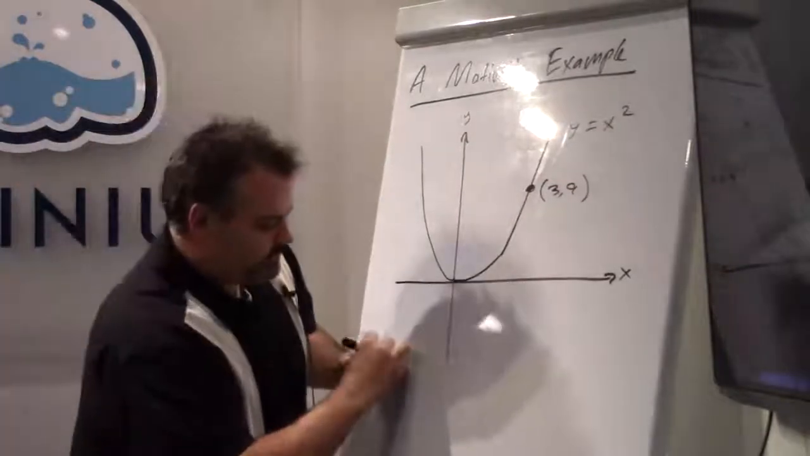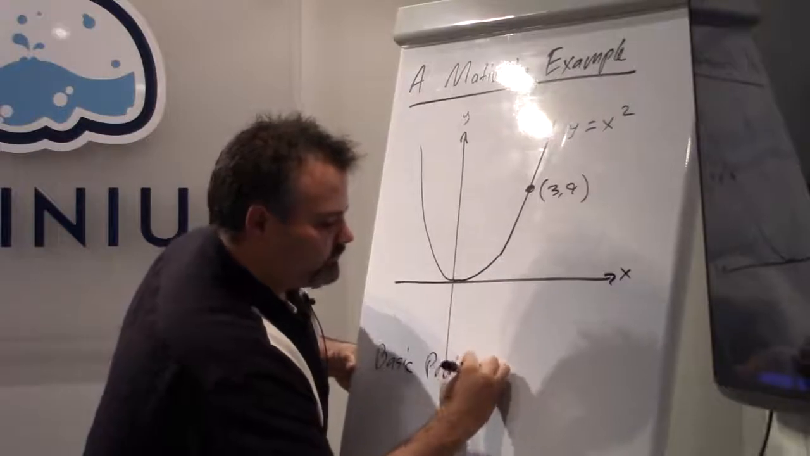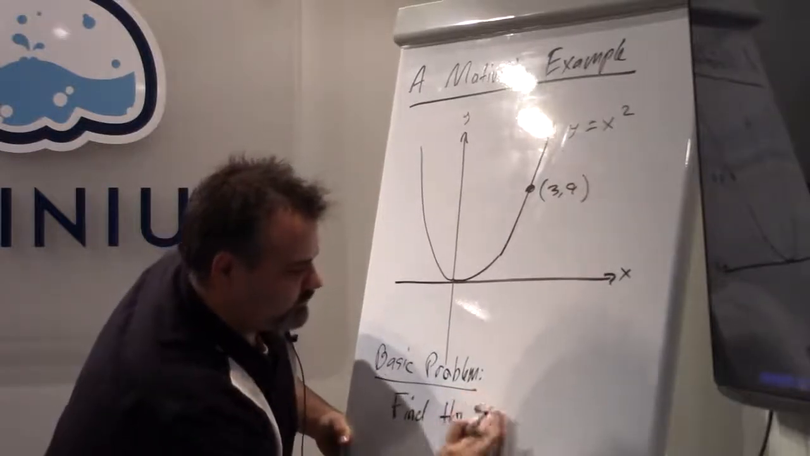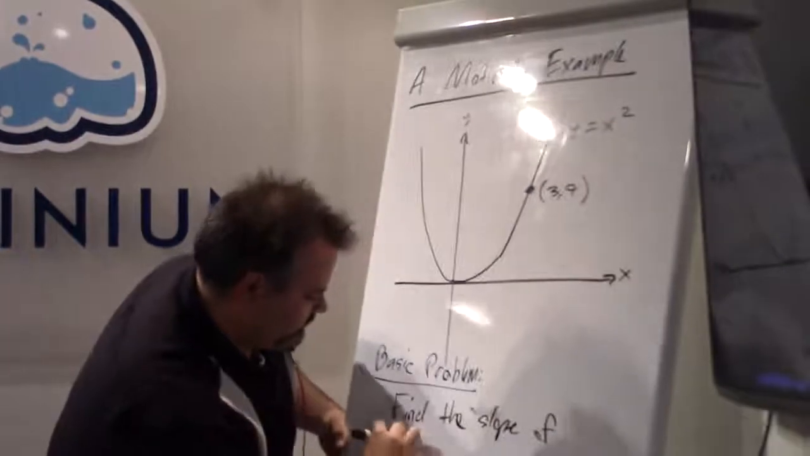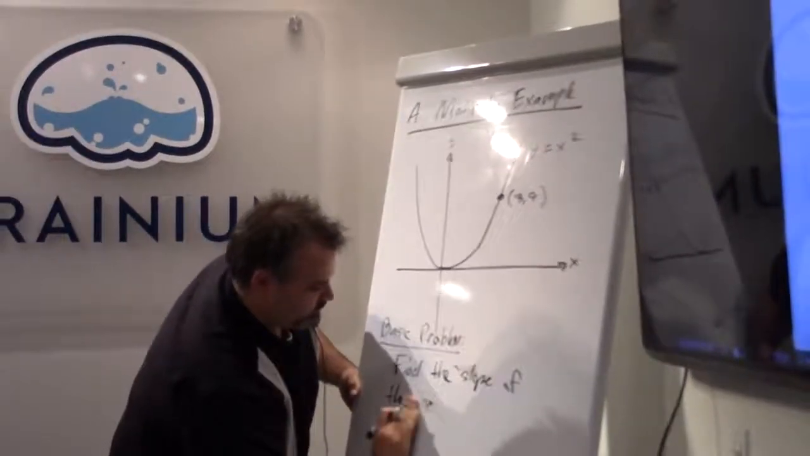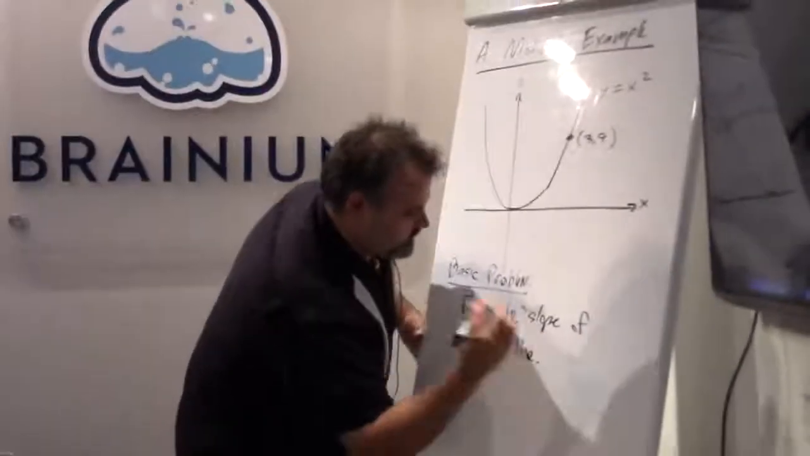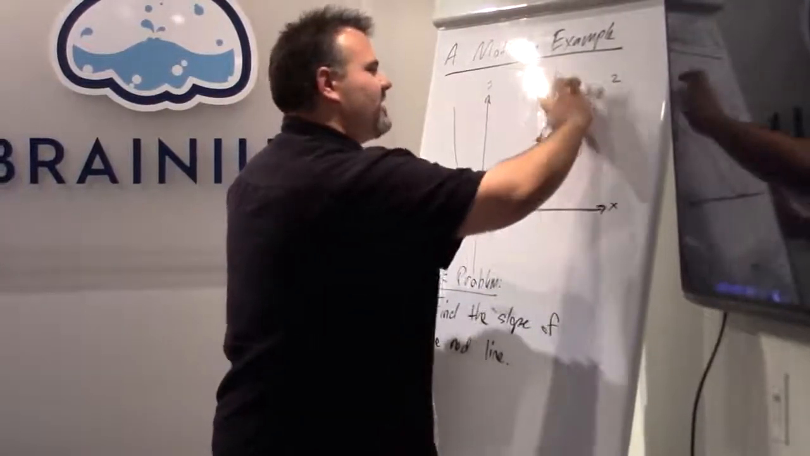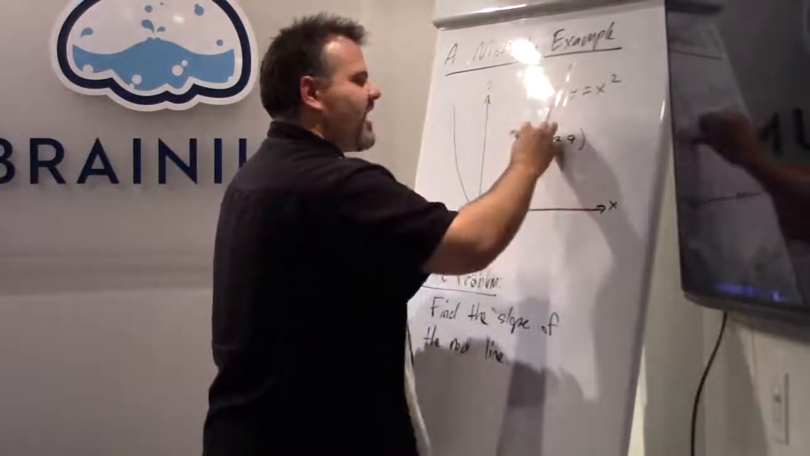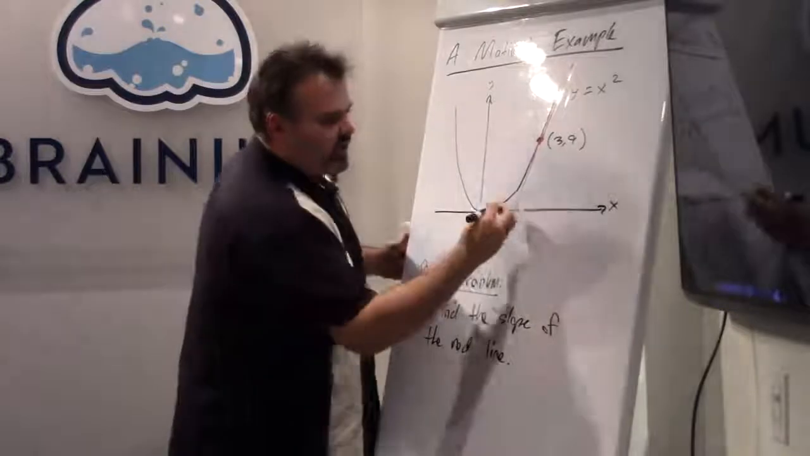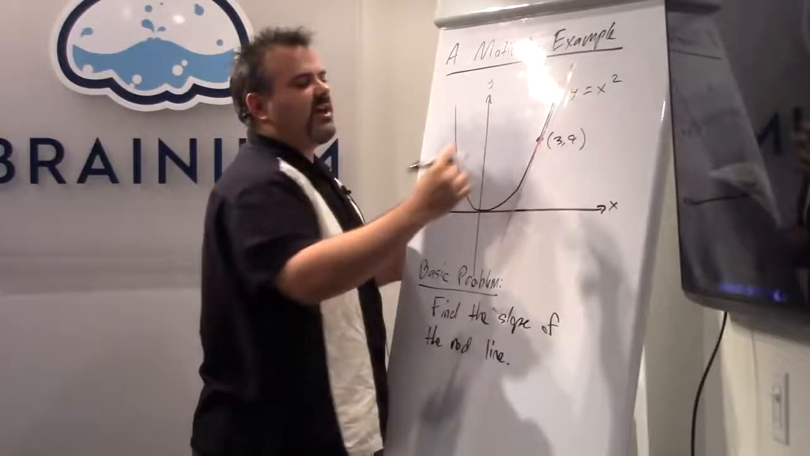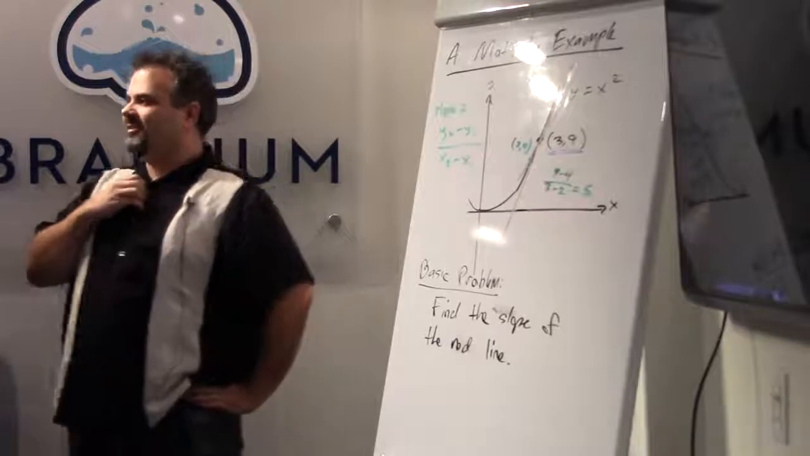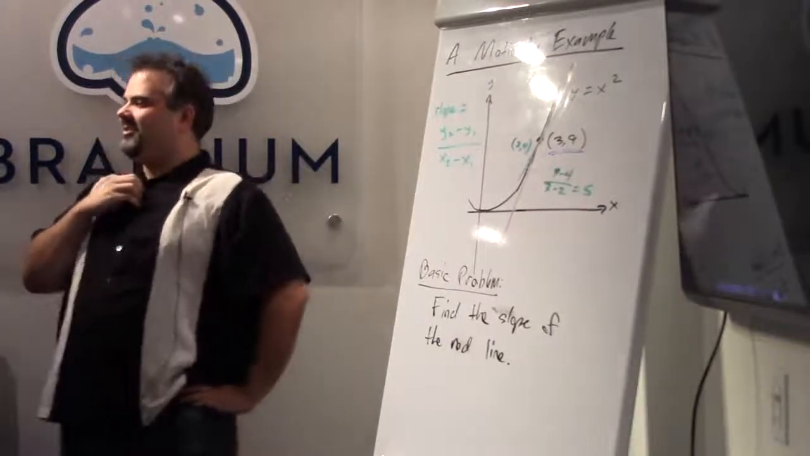Right. So the basic problem is we're going to draw a red line right here. And that red line, we want it to be tangent to this curve. Is this an algebraic expression that's infinitely differentiable or smooth? There's no data. It's a nice function. Right. Yeah.